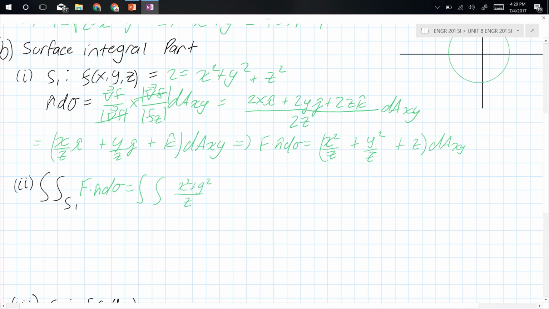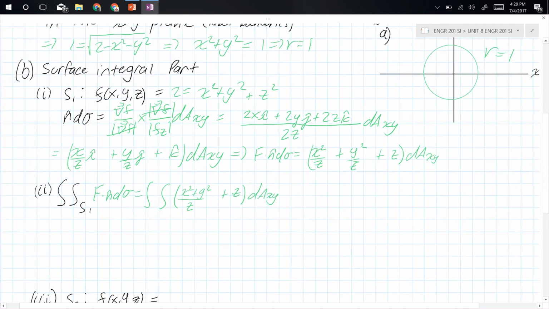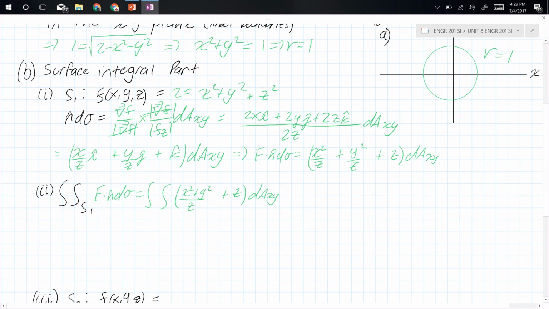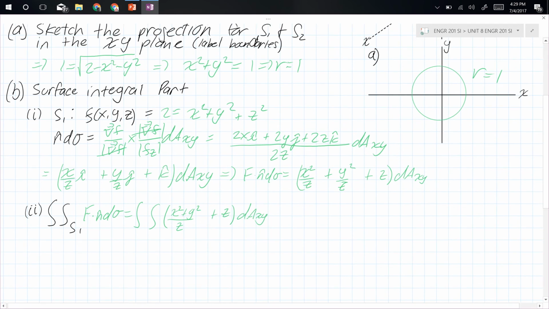over the same denominator, since they both share it, plus z dA xy. So now it seems there's an issue with how we find the area. In order to find the area, we have to decide what terms we're going to do this in. Are we going to use rectangular with x and y, or polar with r and theta? Looking at it, since it's a circle, you want to use polar coordinates. So we have to convert x, y, and z all into r's and thetas.